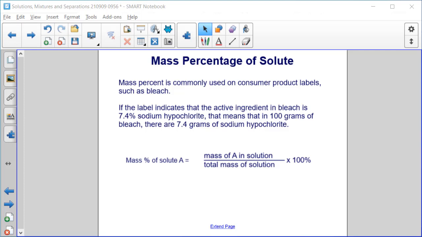So to calculate the percent by mass of a solute, any solute A, in our example it would be sodium hypochlorite, you would take the mass of that solute in the solution divided by the total mass. That's how you find a percent, right? Part over whole, and then multiply by 100 to get your percentage.